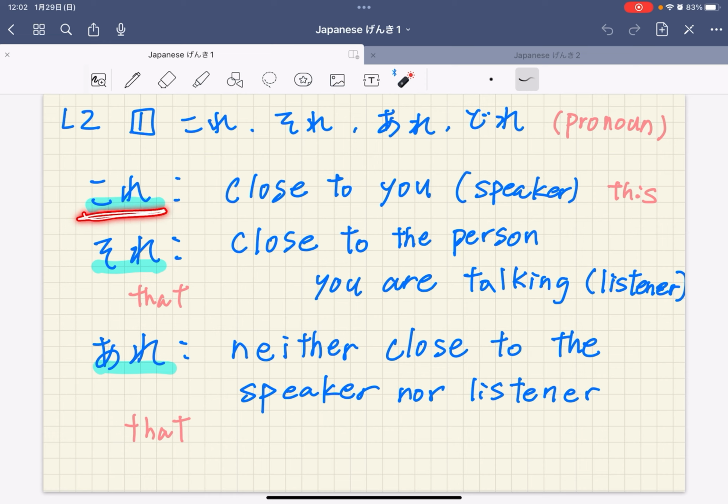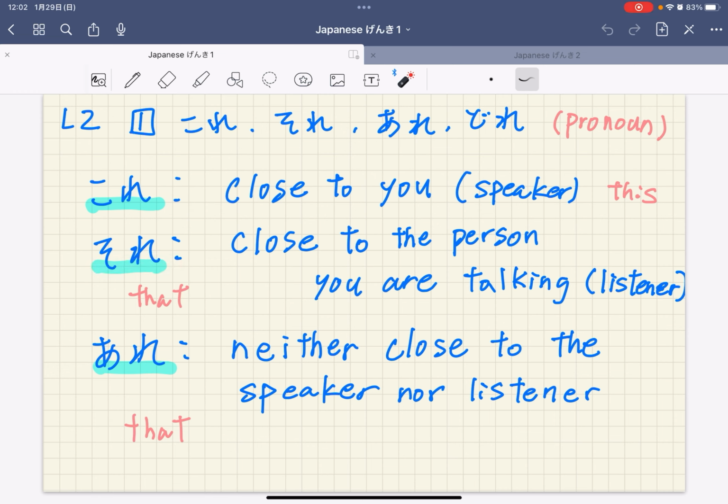これ is used when you mention something close to you or speaker. So これ means like this in English. それ is used to mention something close to the person you are talking, so listener. So それ means like that in English.